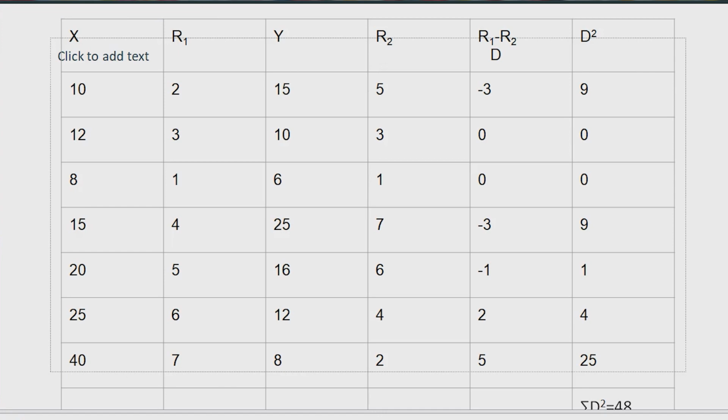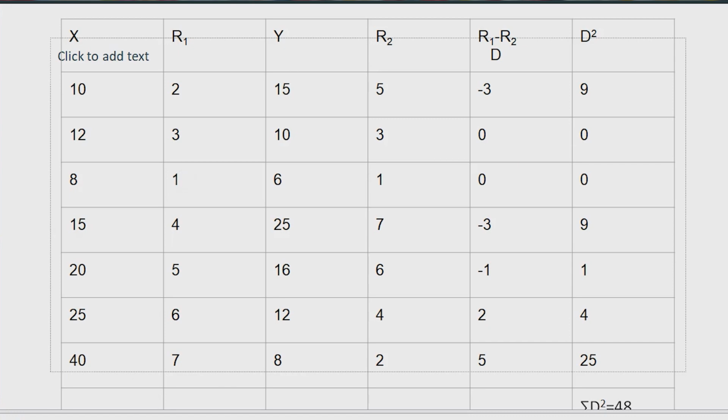Now this is the data. You can see here I have given the lowest score as 1, but you can also give the highest score as 1. It does not make a difference, although it makes more sense to give the highest score a rank of 1. But in this case I have given the lowest score rank 1. So the lowest score in the X category is 8, and I have given it the rank of 1.